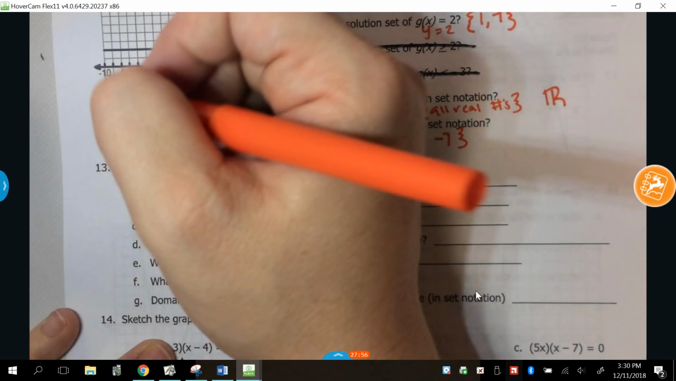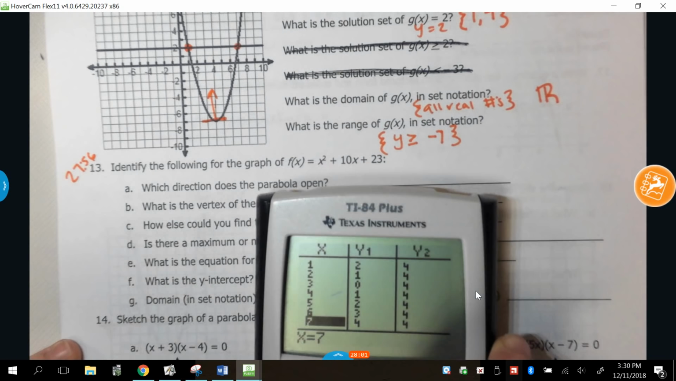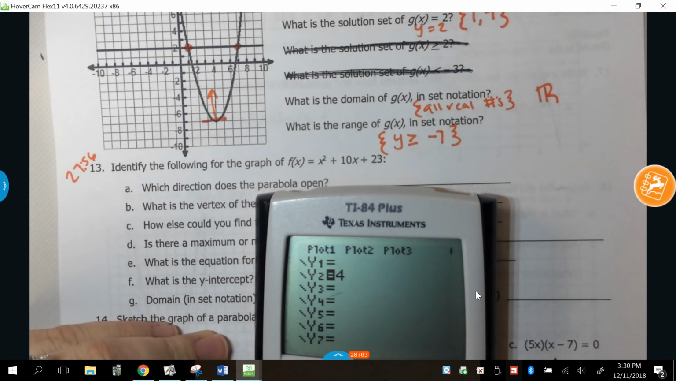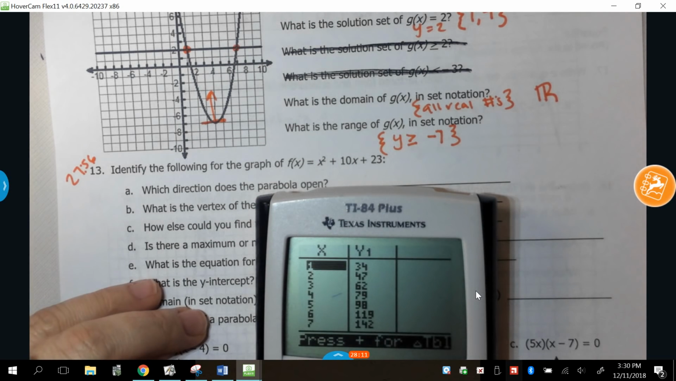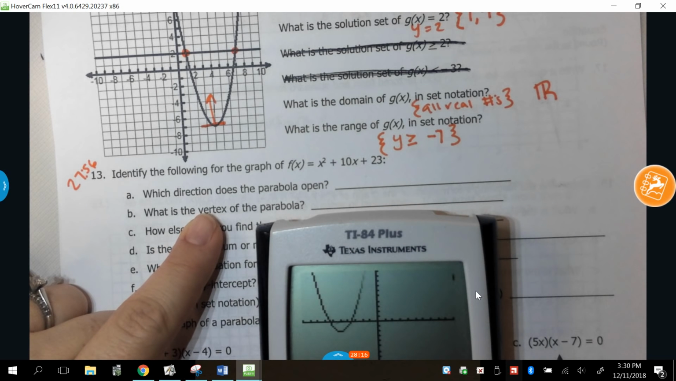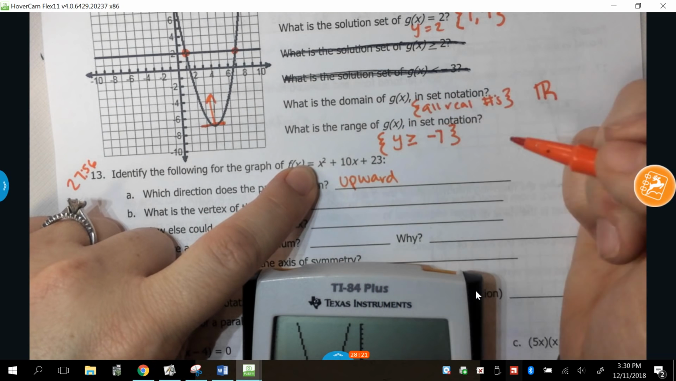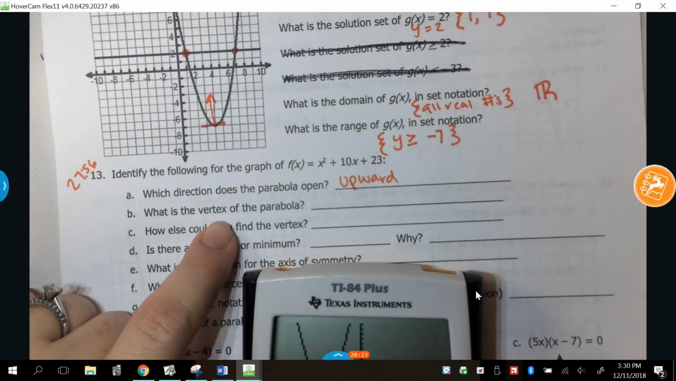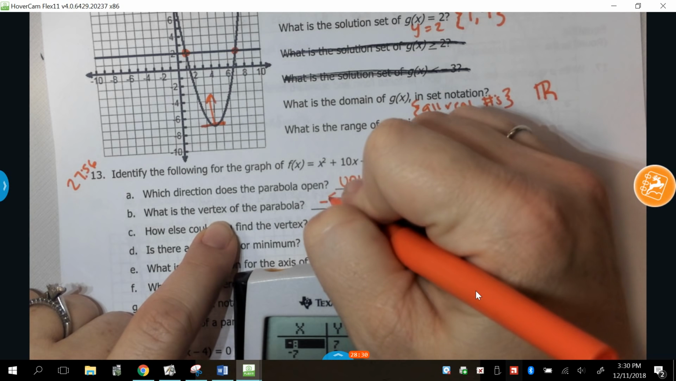Number 13. Identify the following graph. So let's go ahead and graph it. It says, which direction does this parabola open? Guys, let's graph it and look. So it opens upward. Again, we could have known just by looking that A is positive. What is the vertex of this parabola? Well, let's find our rainbow. So there's my rainbow. Vertex is in the middle, -5, -2.